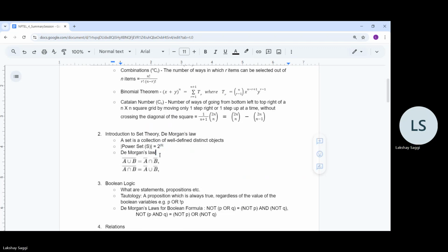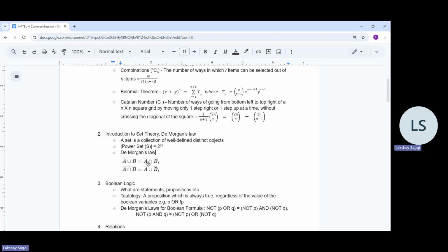Then we came to De Morgan's laws, and you can see these easily using set theory. You can also draw a Venn diagram, and from that you can understand. But all in all, what do De Morgan's laws state? If you have a set A union B and you take its complement, it can be written as A complement intersection B complement. And similarly, if you take A intersection B and take its whole complement, it simplifies to A complement union B complement.